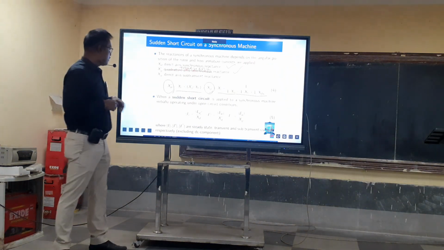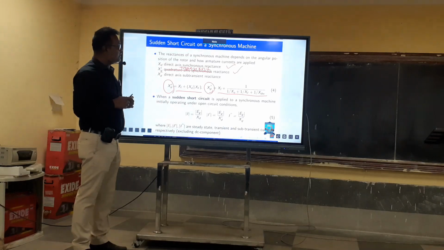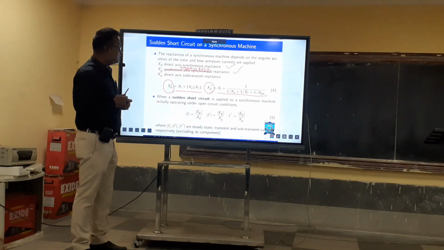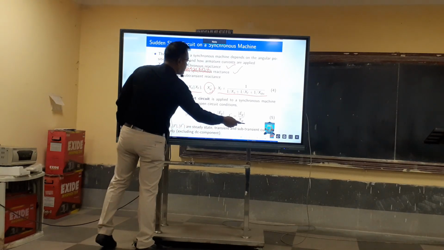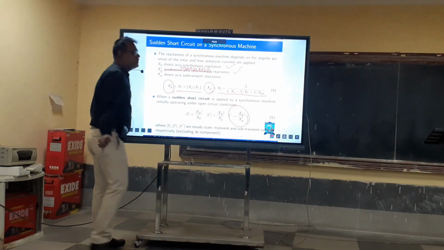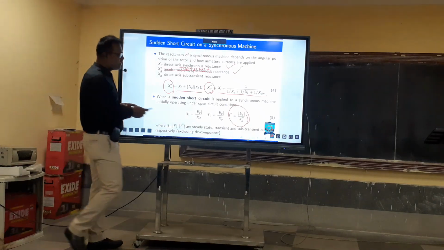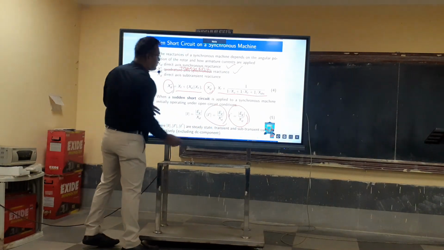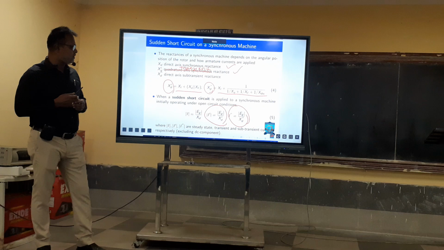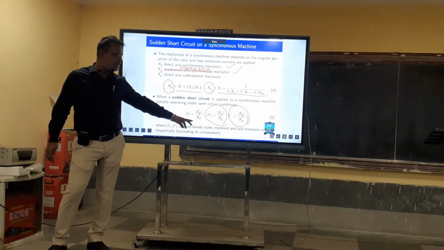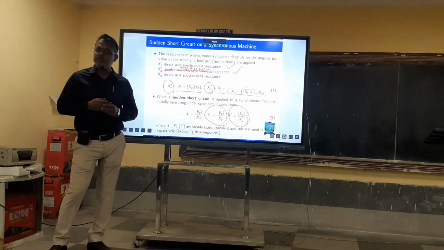When a sudden short circuit is applied to a synchronous machine initially operating under open circuit conditions, then the subtransient current is given by this, which is the highest. After a few cycles, it becomes the transient current, and finally it is the steady state current. So these are known as the subtransient, transient, and steady state components of the current respectively.